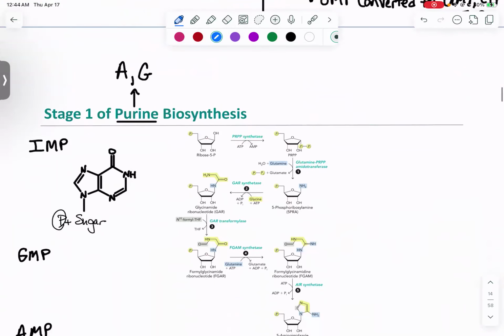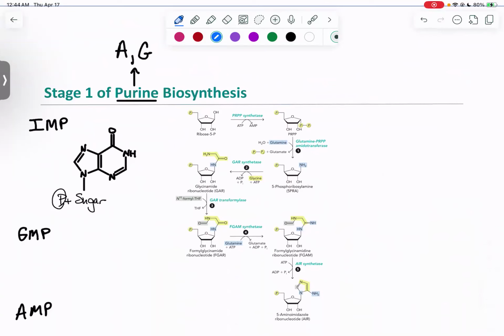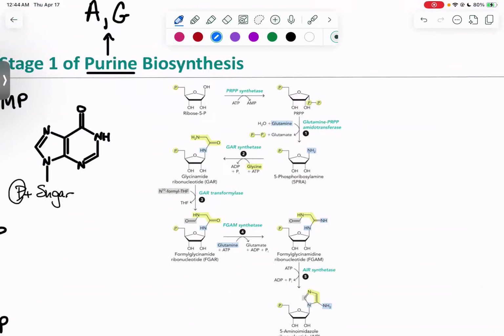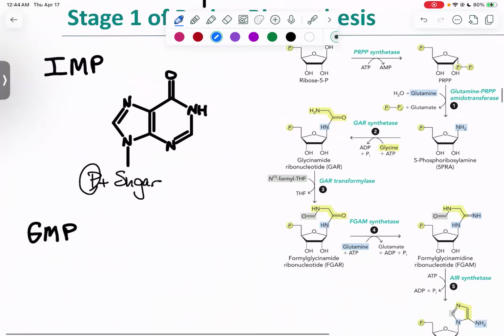Okay, so we talked about that. So let's talk about our stage 1 of purine biosynthesis. And we're going to add to that in just a minute. Okay, so let's do this first. This is our goal. Our goal is to make inosine monophosphate. So the question is, how different is inosine monophosphate to the products that we want to make? Like, once we get this pathway done, how much more work are we going to have to do?